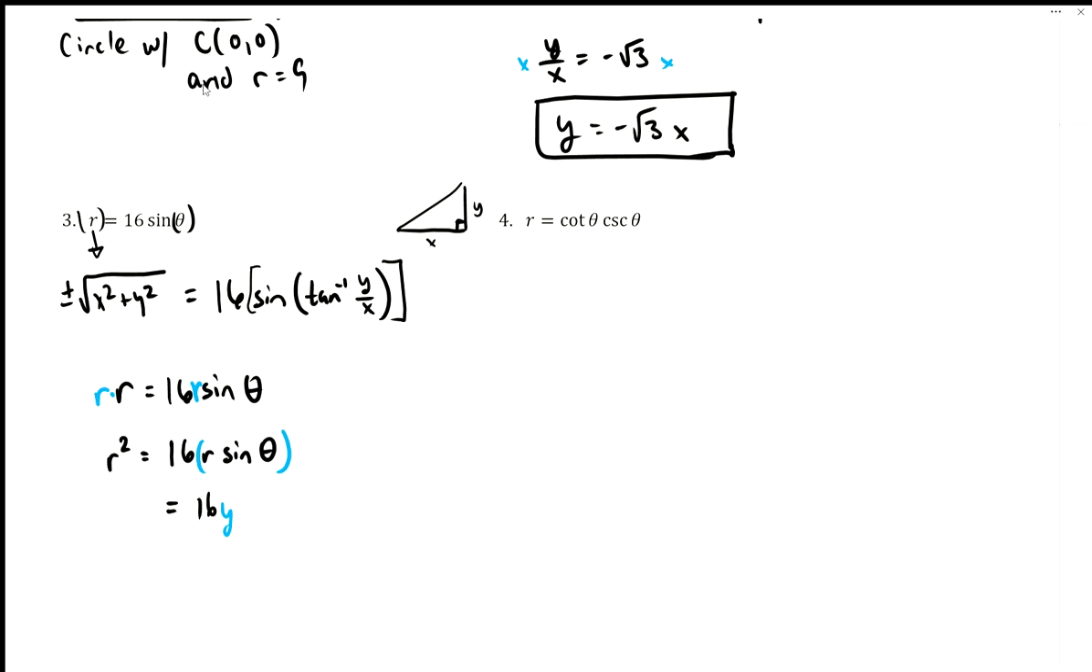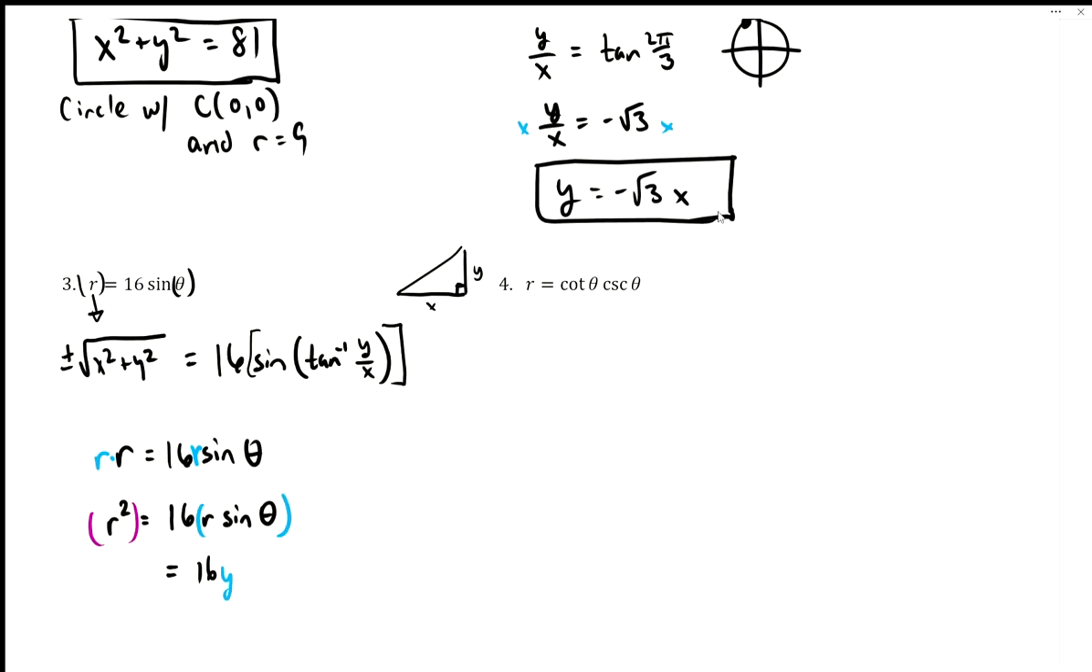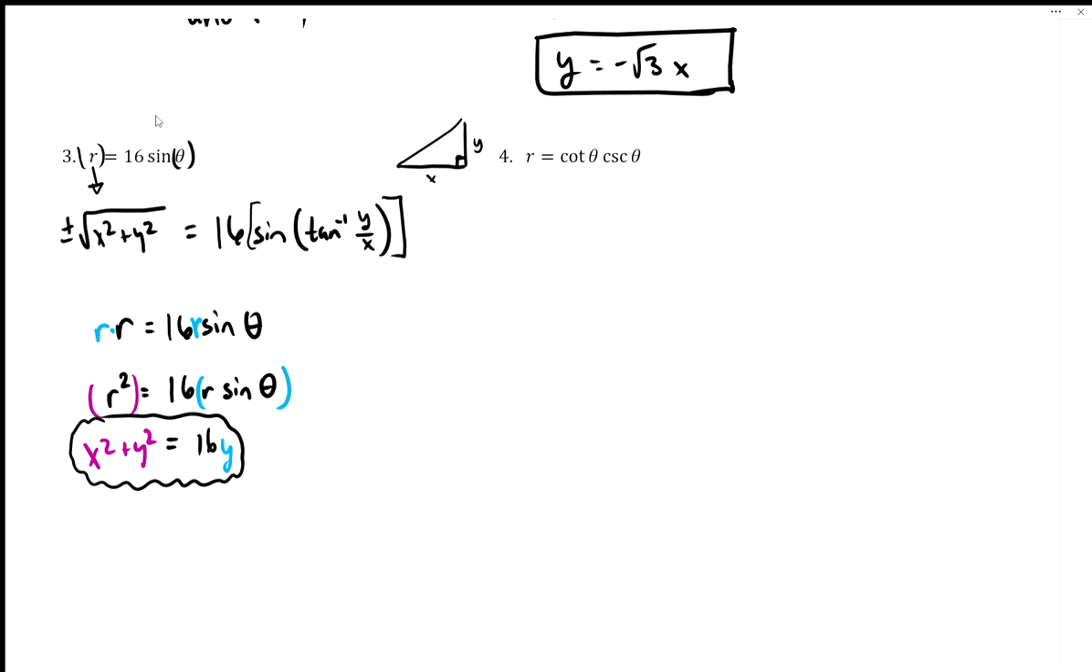And then r squared in our equations is x squared plus y squared. It's one of those. So we could just say, well, there's x squared plus y squared right there. Now, this could be fine for a final answer. But they might say, well, you see, you have an x squared and y squared, so shouldn't that be a circle eventually? But I have another y on the other side.